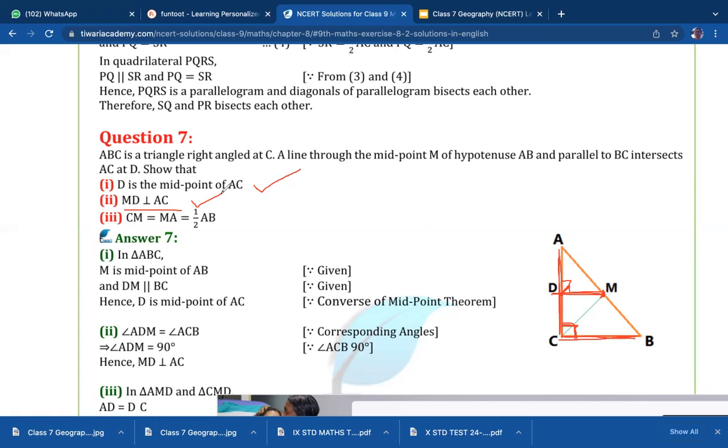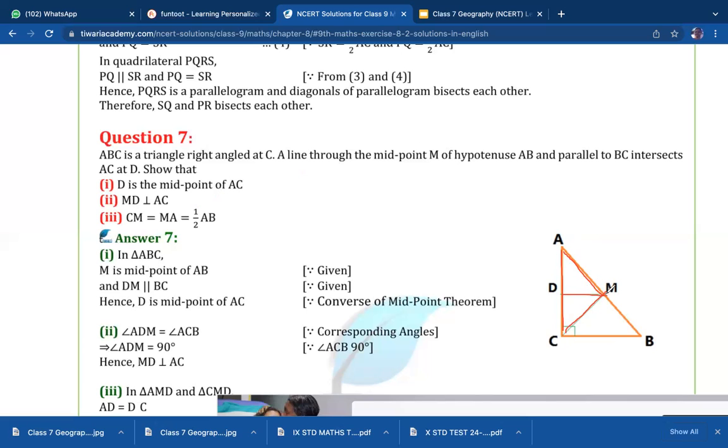Now coming to the third part. CM is equal to MA is equal to half of AB. That means CM and MA are equal to half of AB. Let me take the two triangles. Let me draw the triangles once again so that there's no confusion. Yes, we have these two triangles.